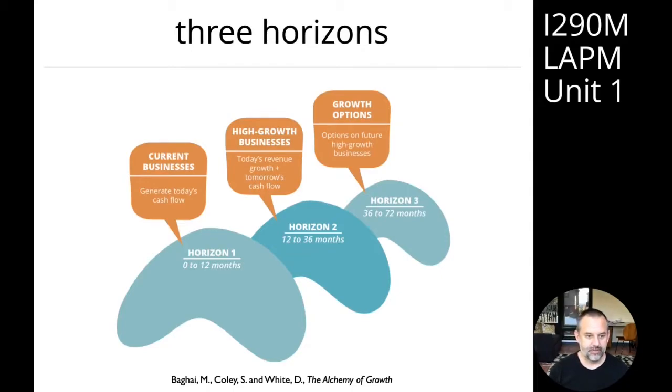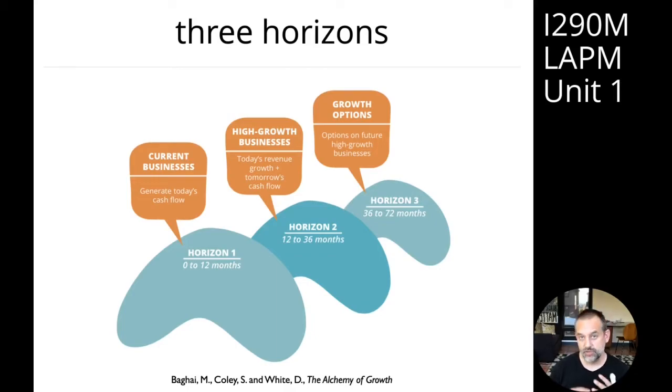So these three people, Bagai, Kohli and White, wrote a small book called The Alchemy of Growth, where they talk about what's called the 3 horizons model. In this model, they basically separate out products based on life cycle into 3 different portfolios. One is your current businesses. Those are the mature businesses that are well up the adoption curve, that are generating a lot of your cash flow for your business today. Those are the businesses in the 0 to 12 month horizon in terms of generating cash flow.